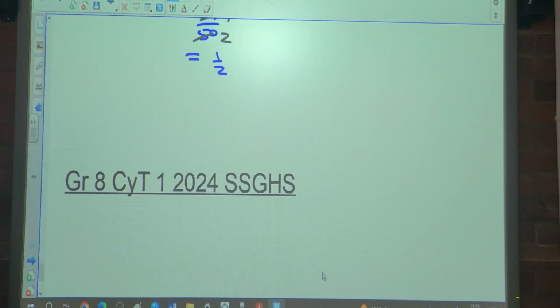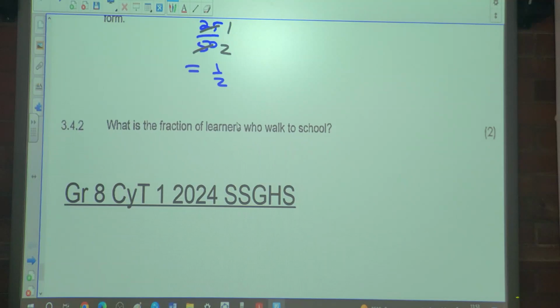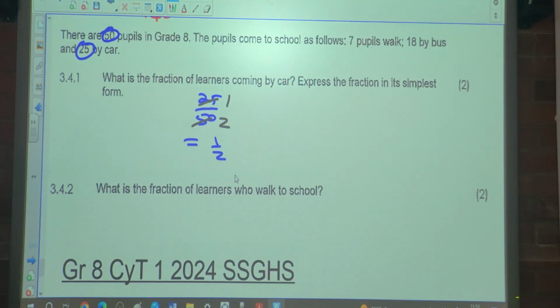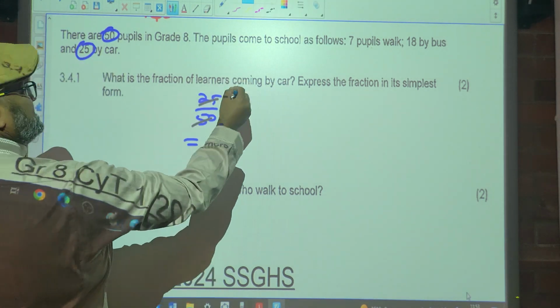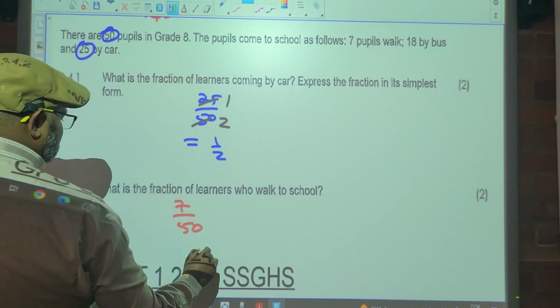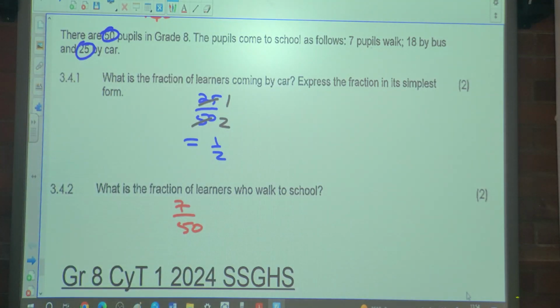Okay? The next one, of course: what fraction of the learners walk to school? So walk is 7 out of the total, which is 50. And that is in the simplest form.